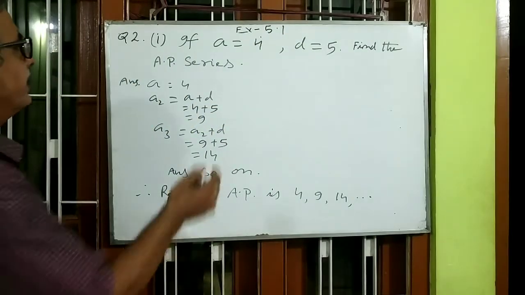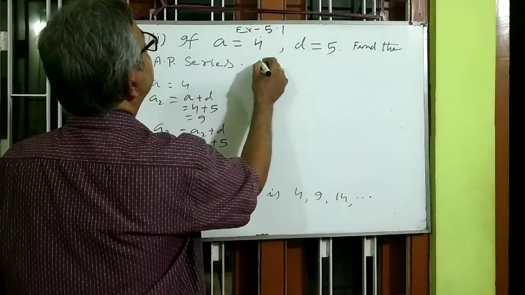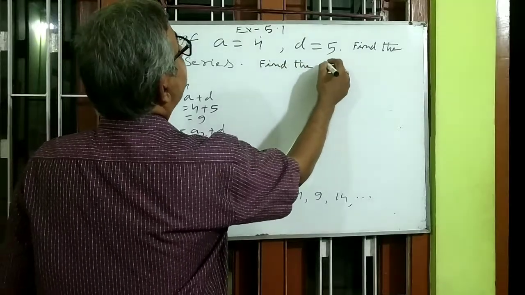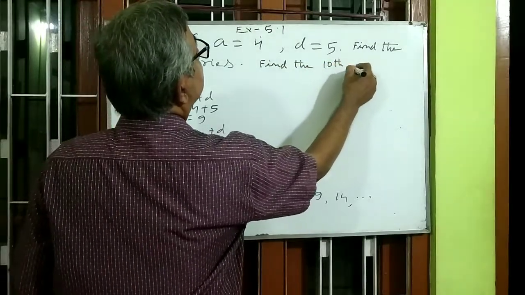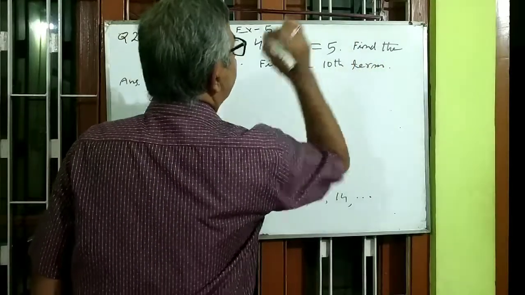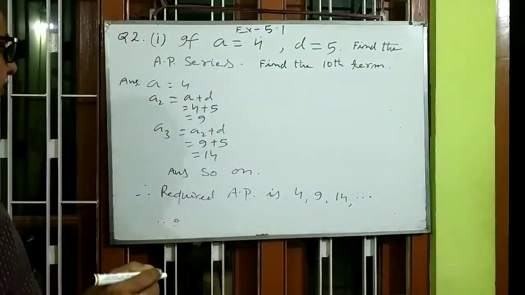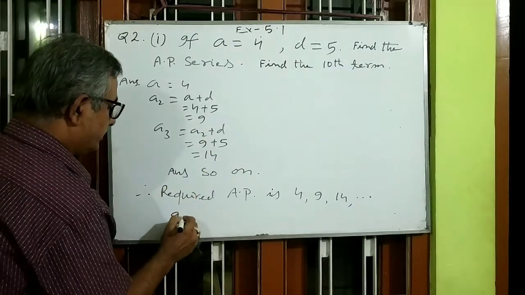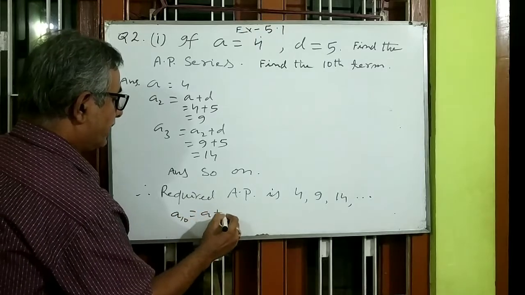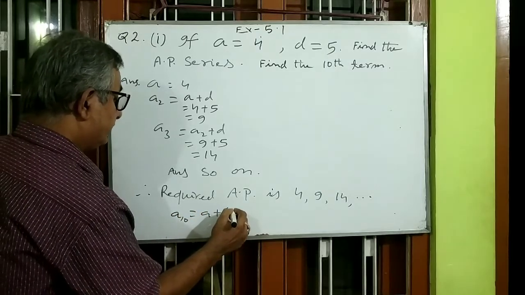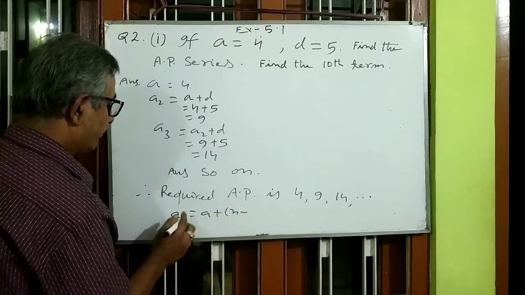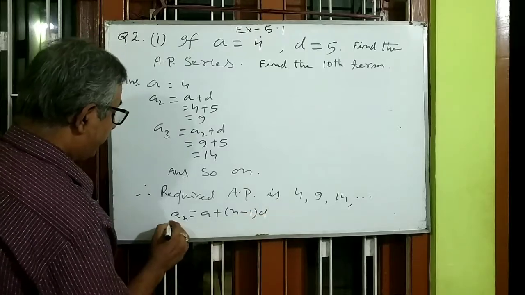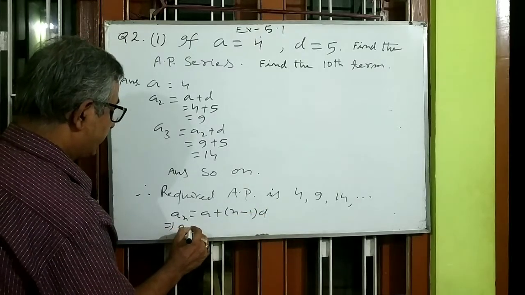Sometimes it may be asked, in the same question, find the 10th term. How can you find it? In the same question, if it is written, find the 10th term, we can do it like that. 10th term means A10. We write the formula: An is equal to a plus n minus 1 d. Here it is the 10th term, so we have to write A10.